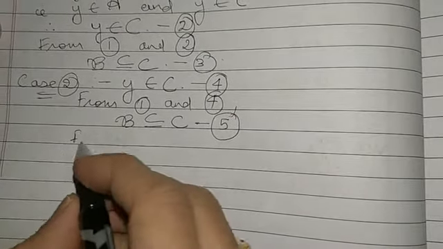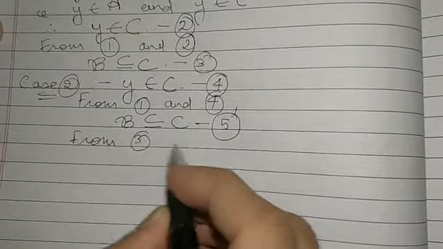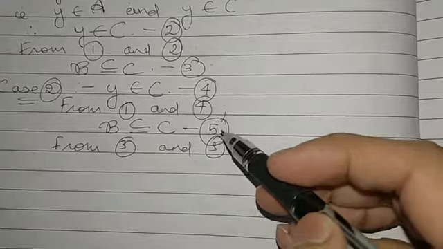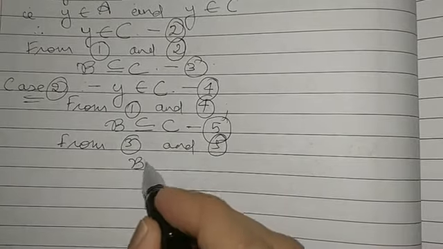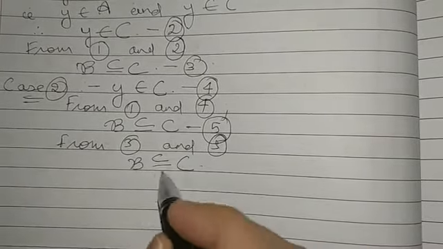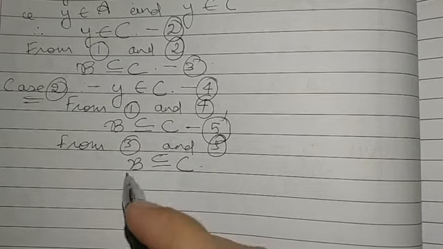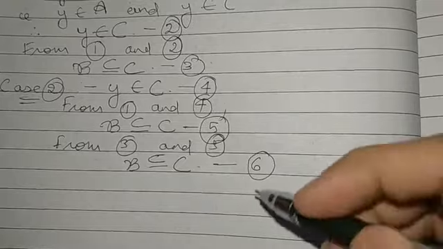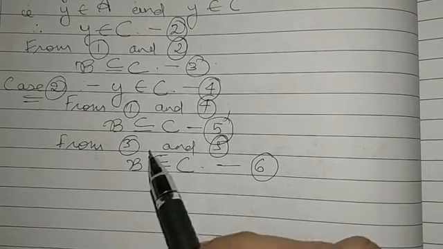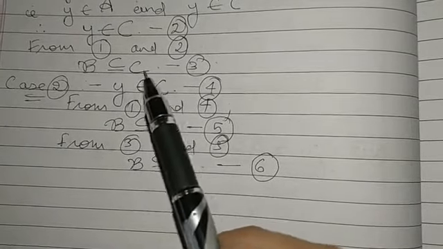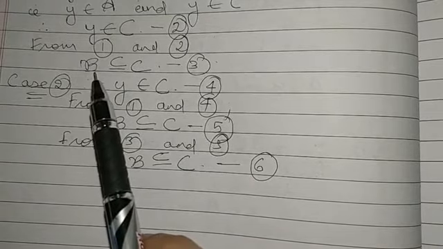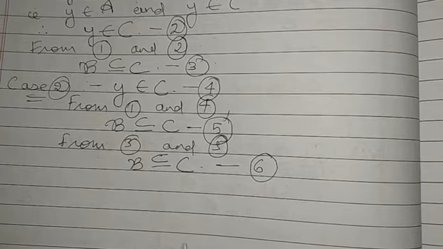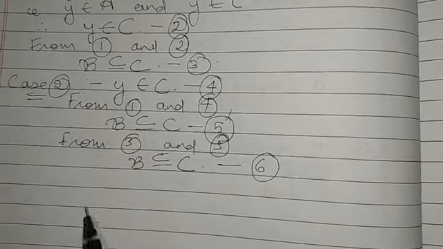So from both 3 and 5 what we get? From 3 and 5 we get B is a subset of C. So this we can take as 6. We have considered both the cases, and we got the same result: B is a subset of C. We will call this 6.